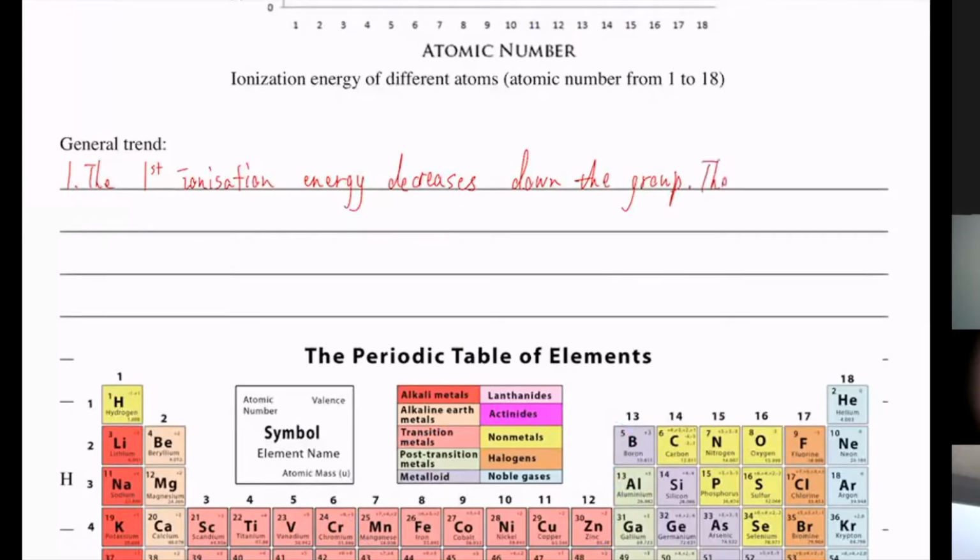Okay, that's because the larger the atom, the easier it is to remove the outermost electron. Outermost electron. It is two. Okay, so that's the first general trend you could spot out.